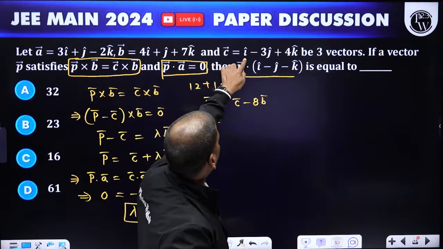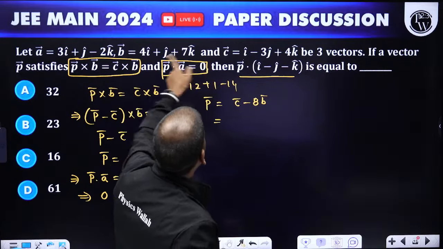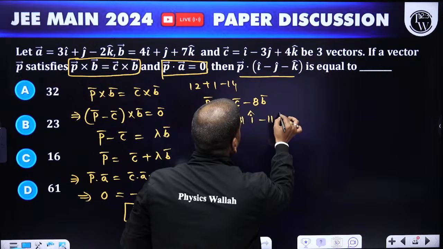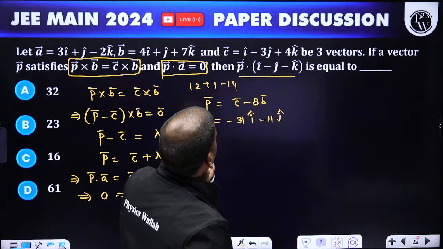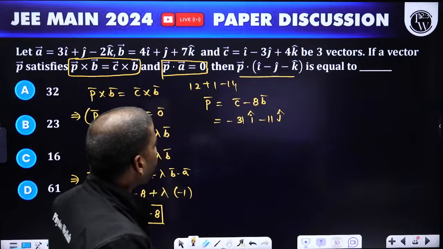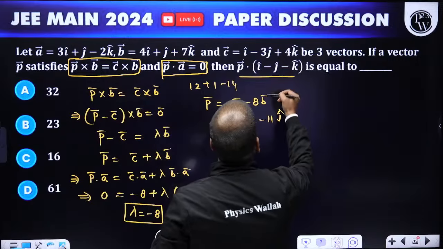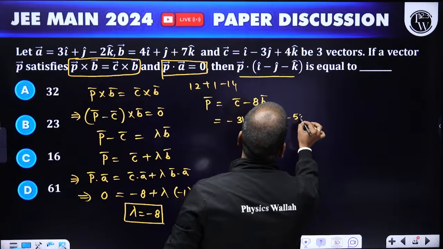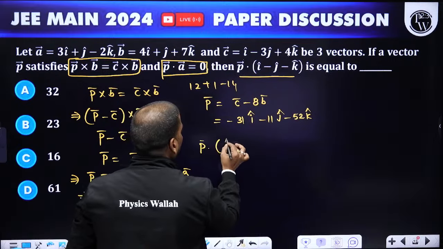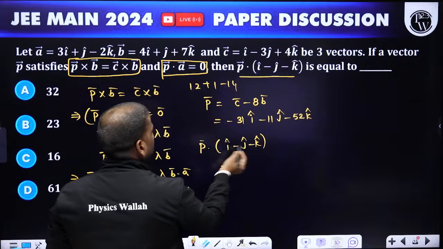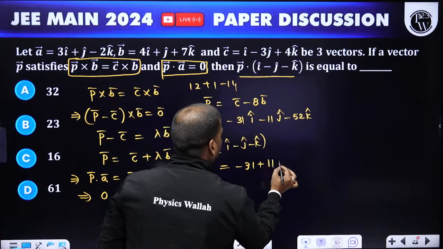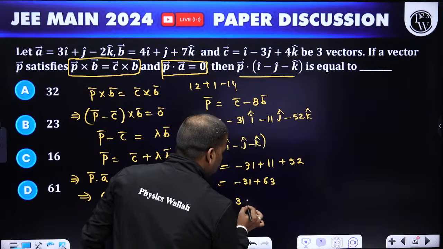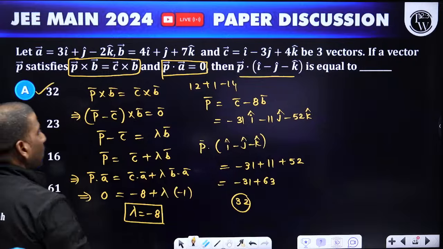We'll write it directly. C bar 1 minus 8, 8 fours are 32, 1 minus 32, so minus 31 I cap. Next, minus 3 minus 8, minus 11 J cap. Then 4, 7 eights are 56, so 4 minus 56, minus 52 K cap. That's all. We want P dot I minus J minus K. What is that? Just a dot product: minus 31 plus 11 plus 52. So this is what our answer is: 63 minus 31, that is 32. 32 is the answer, based on parallel vectors.